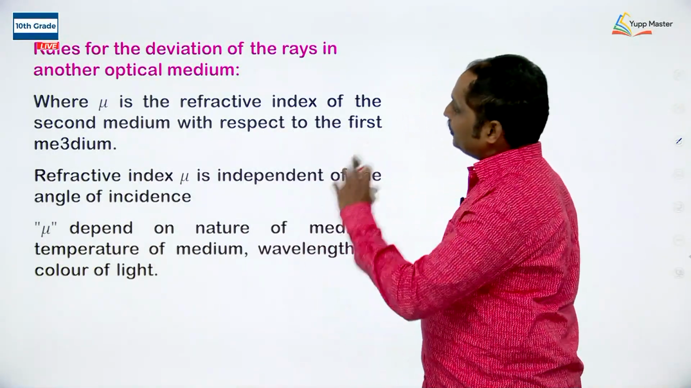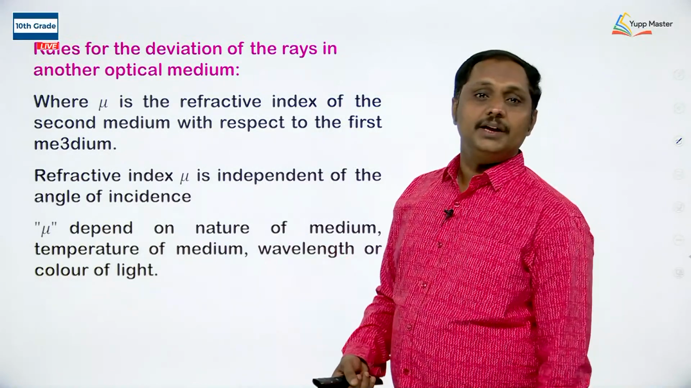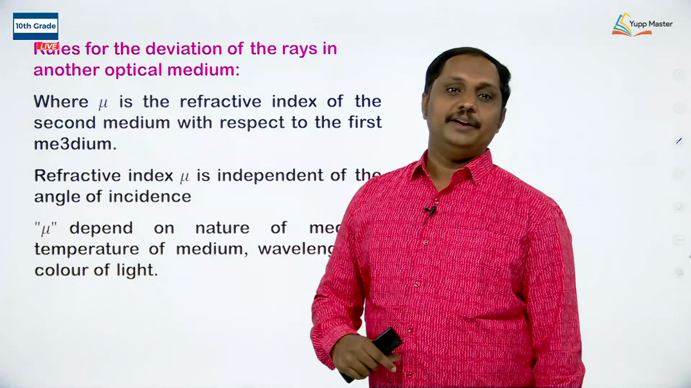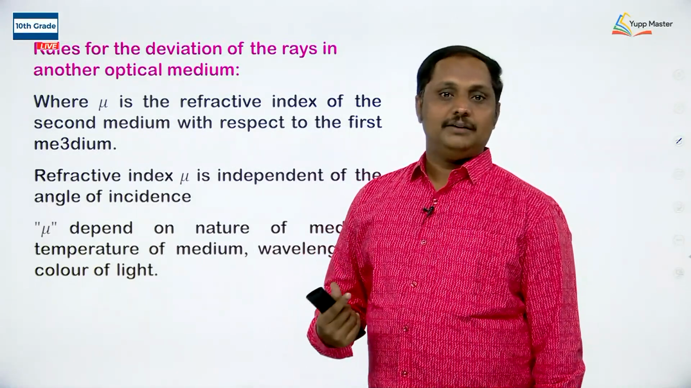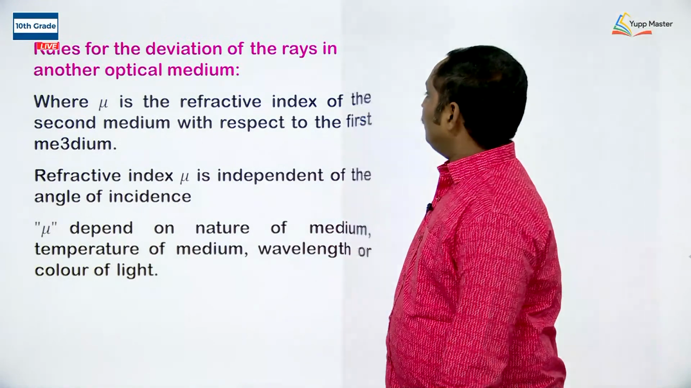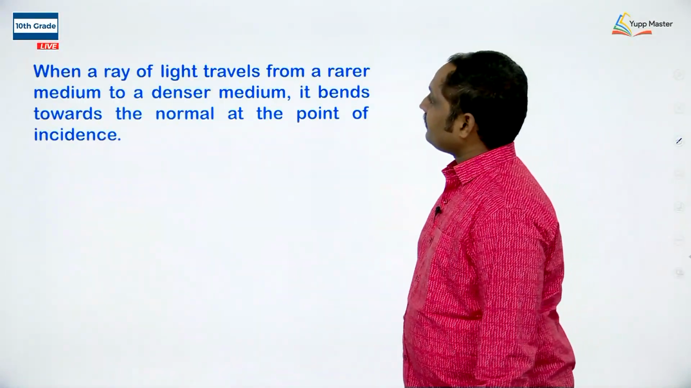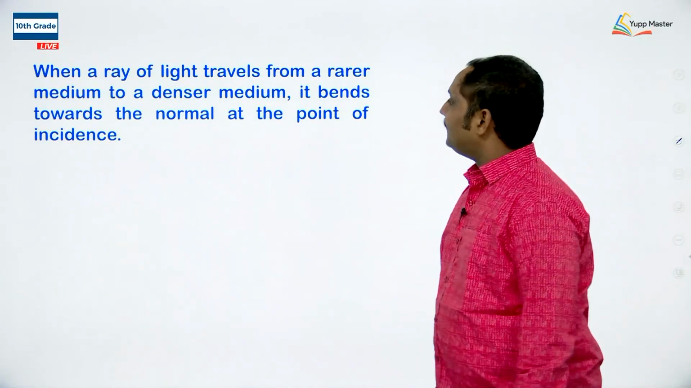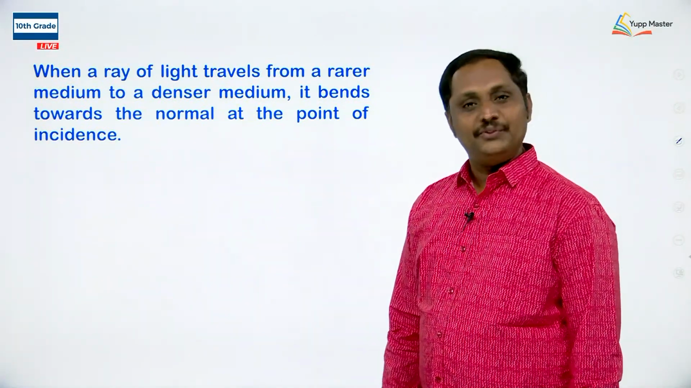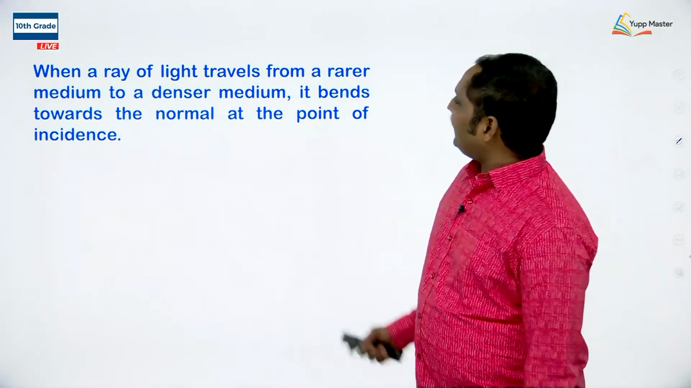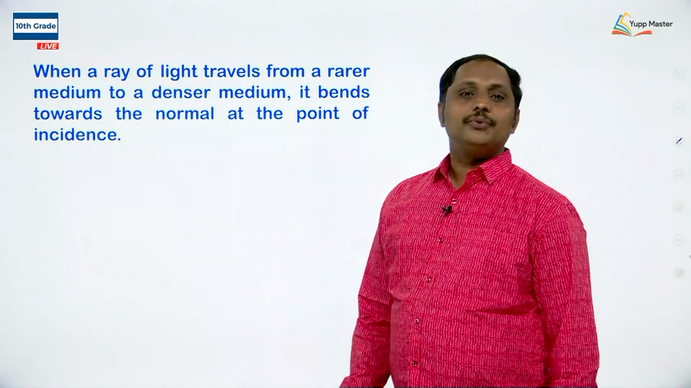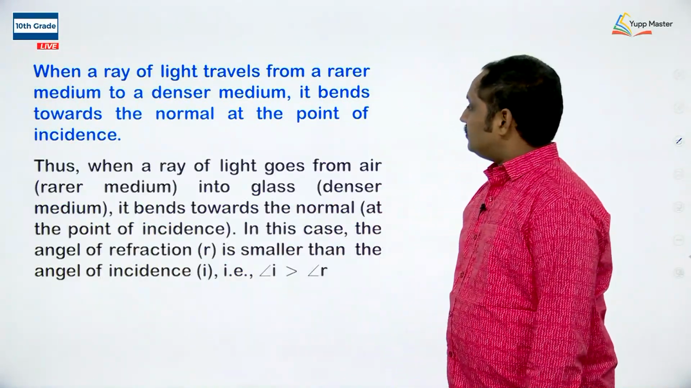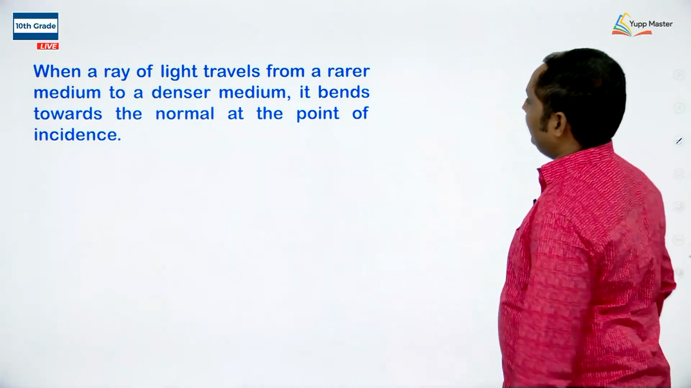So, you have to look into the matter. Mu depends on such parameters related to the nature of the medium, temperature, color and wavelength. Now, you can go for the next one. When the light ray travels from a rarer medium to a denser medium, it bends towards the normal at the point of incidence. It is very clear.